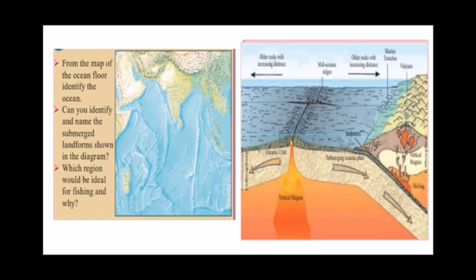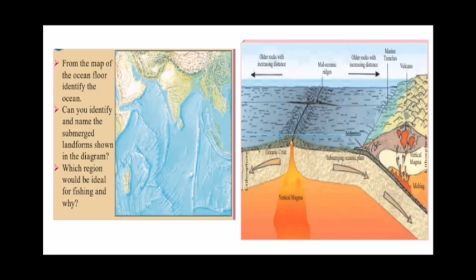Next is, which region would be ideal for fishing and why? So children, the region near Madagascar island would be ideal for fishing. It is somewhere near the African continent. Somewhere near here. That is a continental shelf. So Madagascar island has a shallow continental shelf. The warm water and the cold water that are coming from the north and from the south meet near the continental shelf. That makes Madagascar good for fishing.